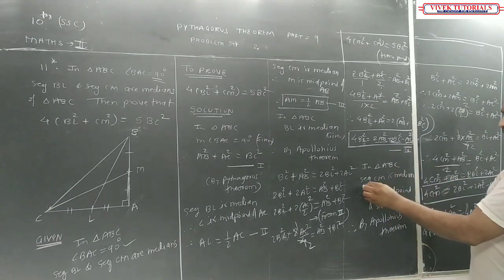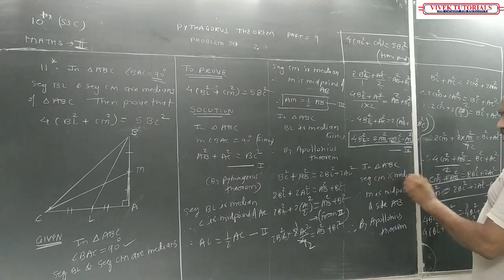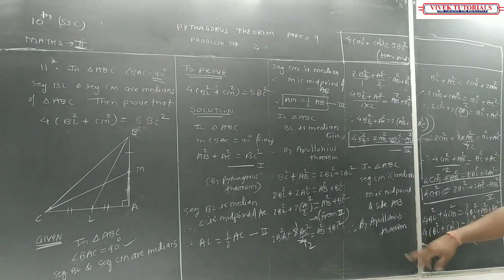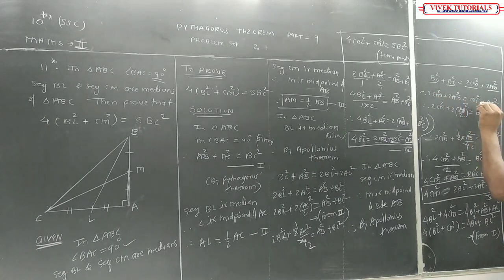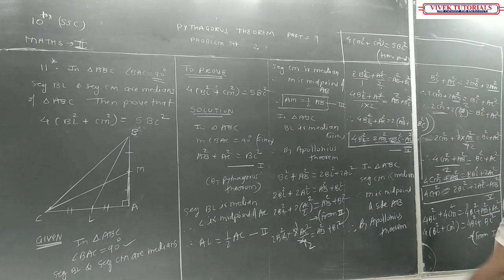Now in triangle ABC, again CM is the median, M is the midpoint of side AB. By Apollonius theorem what I can write: BC square plus AC square is equal to 2CM square plus 2AM square. But instead of AM, what I can write is half of AB. Correct? So if I transfer 2 on that side, I am getting 4CM square plus AB square is equal to 2BC square plus 2AC square. Now 4CM square is equal to 2BC square plus 2AC square minus AB square, equation number 5.